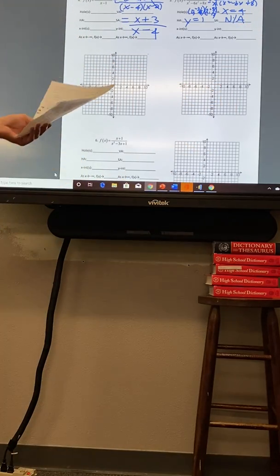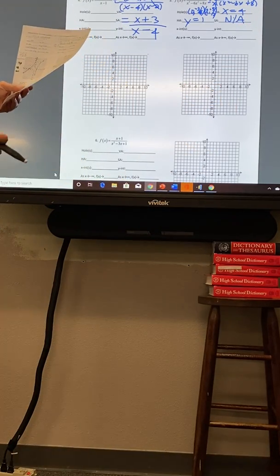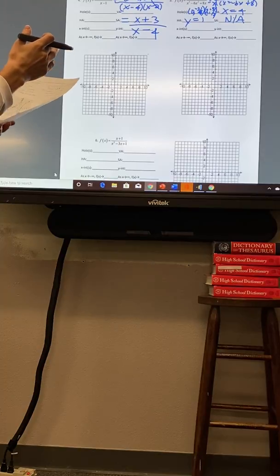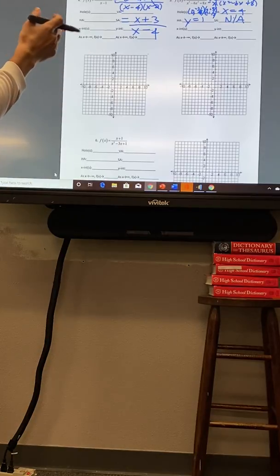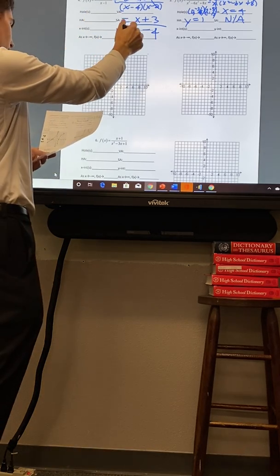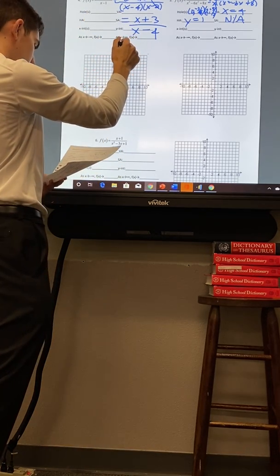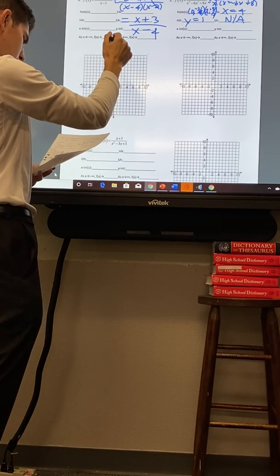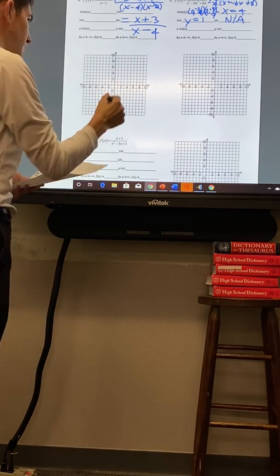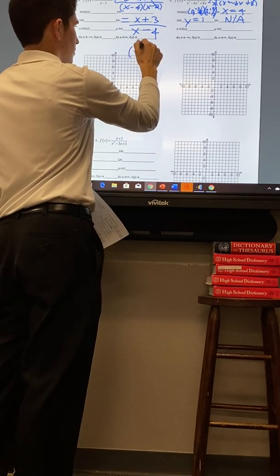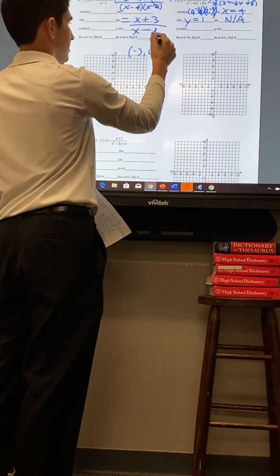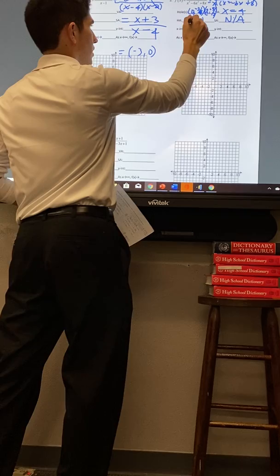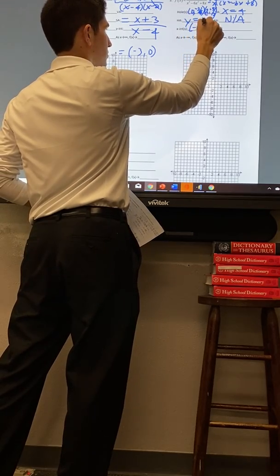Since I have a horizontal asymptote, I have no slant asymptotes. I look for my x-intercept, so I set my numerator equal to 0, and I have a simplified numerator, so that would be negative 3. I wrote it wrong on paper. So it would be negative 3, 0, because I set that numerator equal to 0. So I get negative 3, comma, 0.